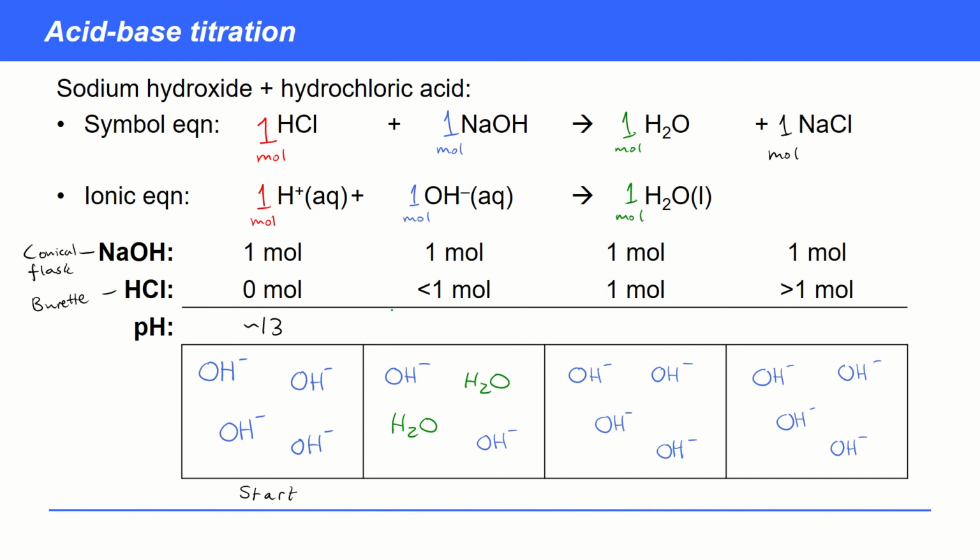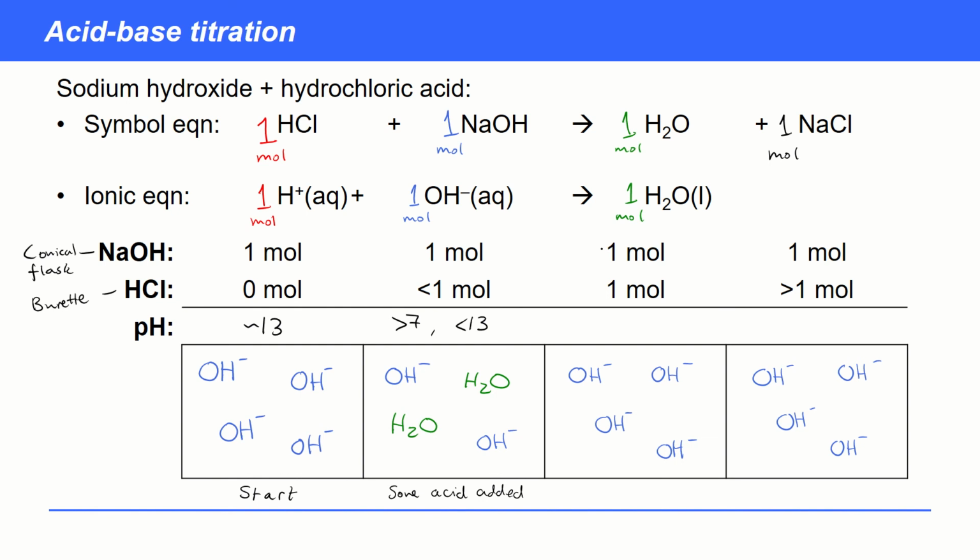So some while later, after I've added a little bit of acid, I've now got a lower concentration of OH-, and so my pH is going to have dropped. Now how far is it going to drop? Well, I've still got an excess of OH-, so it's going to be somewhere bigger than 7, but less than 13. It's going to be alkaline in pH. So this is some acid added.